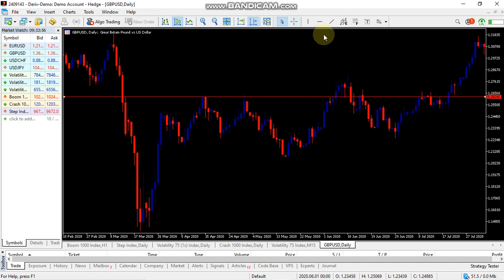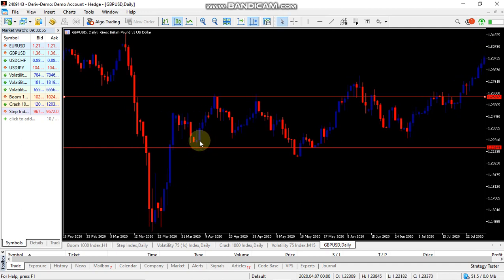So it will be called a support when it's tested at least 3 times. Look at this one now: 1, 2, and this one. In further study, you will discover that support is not just a point. Sometimes support can be a zone, a support zone. So this zone here is a support zone, including this one here. So this is support 1, 2, 3.